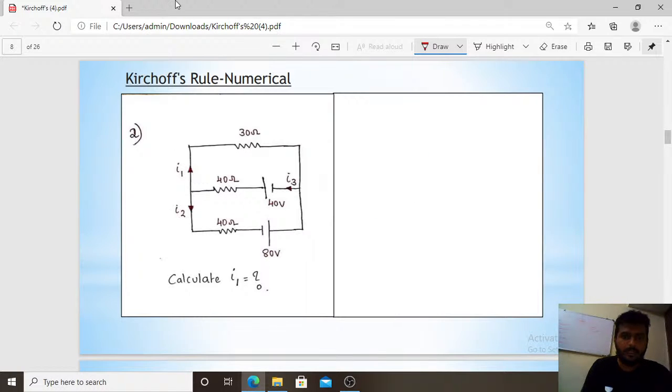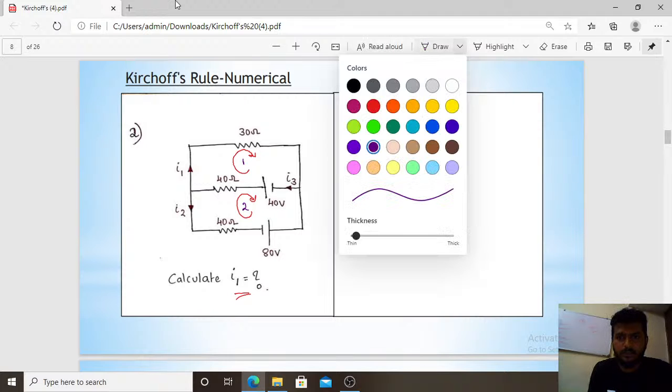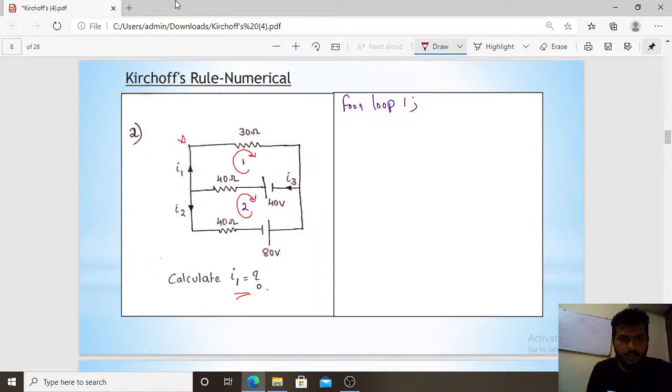In today's session we go for this. We need to find the I1 value, right? And I have told you my direction I'm considering as clockwise like this. Let me take this as loop number 1 and this as loop number 2. So now let me write for loop 1. You name it first: A, B, C, D, E and F. So loop 1 is nothing but A, B, C, D.